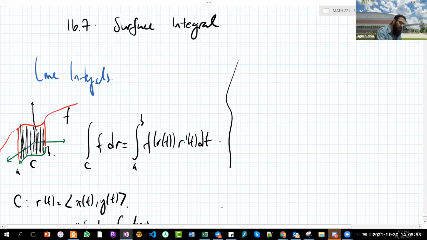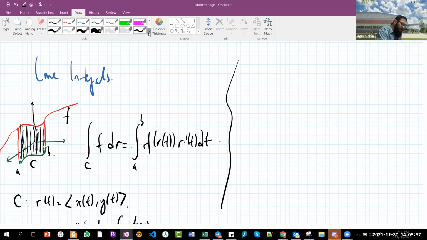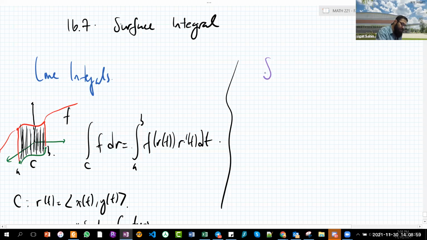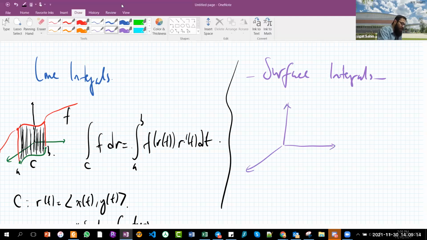If I'd like to go ahead and then define the surface integral. Surface integrals. Similar to what I did for the line integrals. Look at it. Let me show you what I'm going to mean by surface integrals.